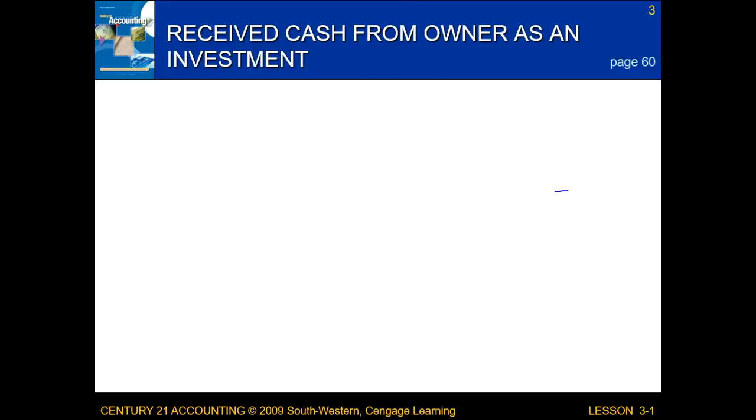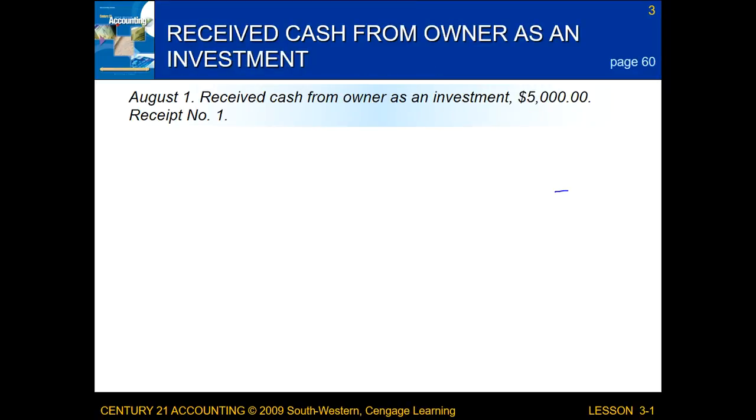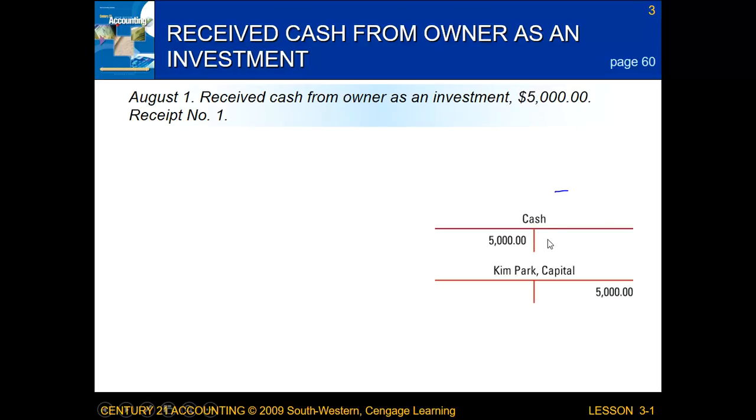On slide 3, we look at the first transaction that we've ever learned. It's the same transaction from Chapter 1. It's received cash from the owner as an investment for $5,000. We used receipt number 1 to show proof that this actually happened. I always like to analyze my transactions into T accounts first. It helps me see what's happening. I know that anytime I receive cash, I have a cash debit because I have more cash, and I have a capital credit because I have more worth in the business as the owner.